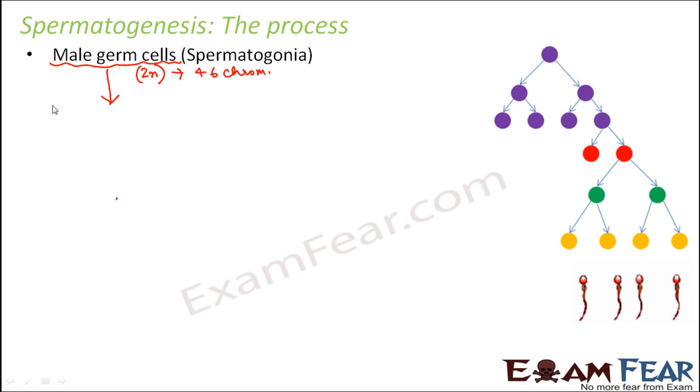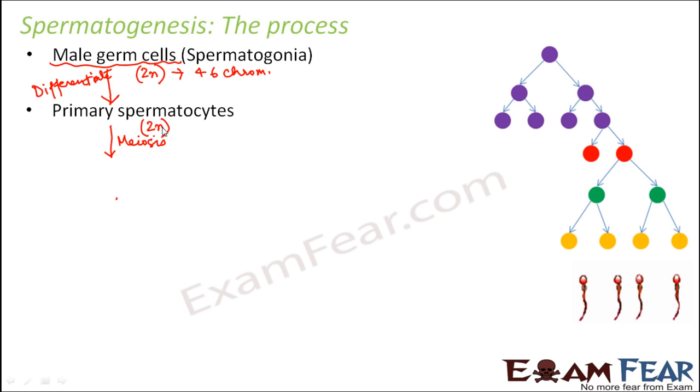Now some of these male germ cells differentiate to form some specialized cells, and those specialized cells are known as the primary spermatocytes. So the primary spermatocytes are formed by differentiation of some of the male germ cells, right? These primary spermatocytes are again diploid because the number of chromosomes remains the same as they underwent mitosis and not meiosis, but these primary spermatocytes now undergo meiosis, that is reductional division.